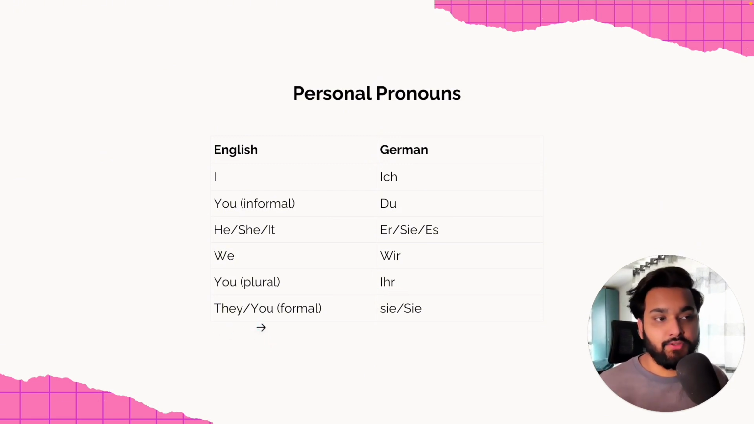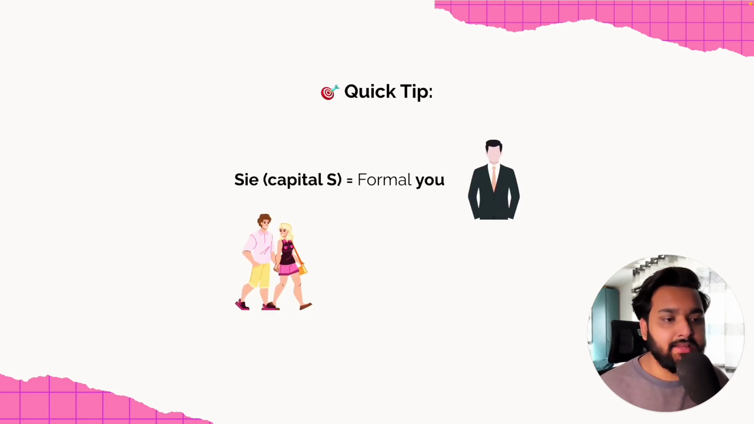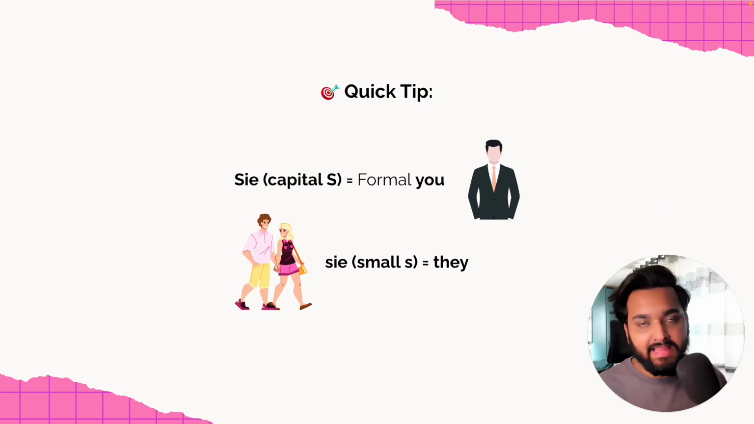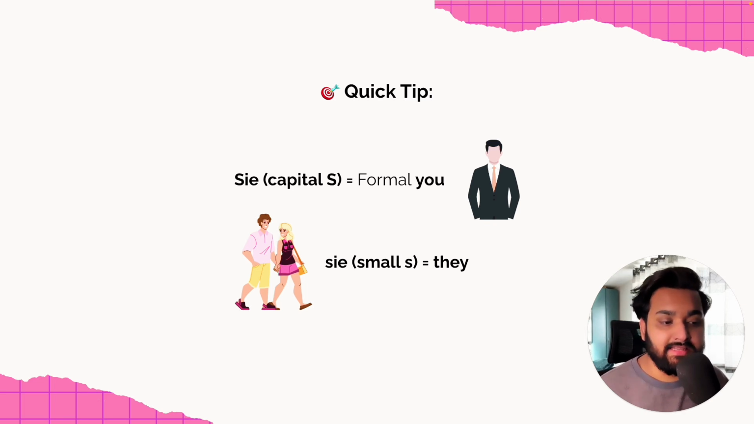if you have to address your boss or any respected person, you say Sie formally, but with a capital S. The normal sie you can see with a small s. It indicates they. So they is sie, and you formally is also Sie, but in the case of you, you have to use the capital letter. So here's a quick tip. Sie with a capital S is formal you. If you have to address your boss or some respected person, you say Sie with a capital S. On the other hand, sie with a small s basically means they. If you want to say they are doing something, you say sie machen was. But in this sie, you use the small s.